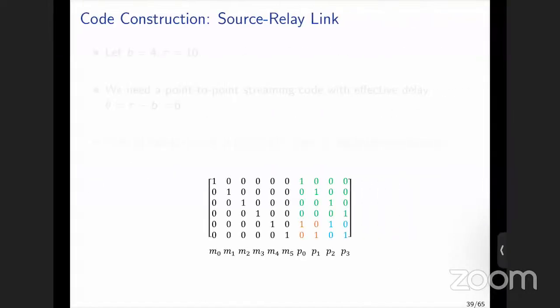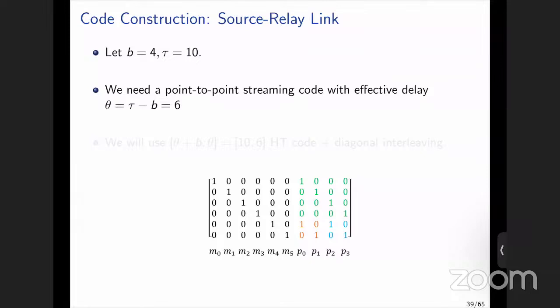So let's look at an example for the 3-node setting. Let's assume b equal to 4 and tau equal to 10. Right now I'm talking about the encoding which is being done at the source to relay link, so basically how the source is producing the coded packets. That's what I'm going to discuss now. So b is equal to 4 and tau equal to 10.